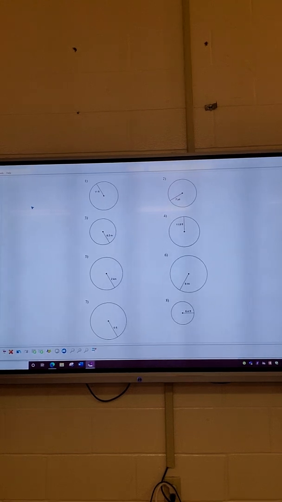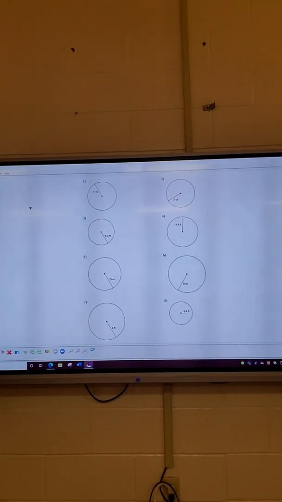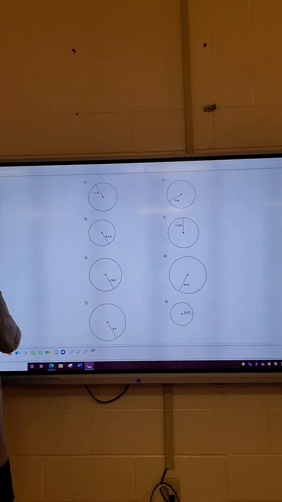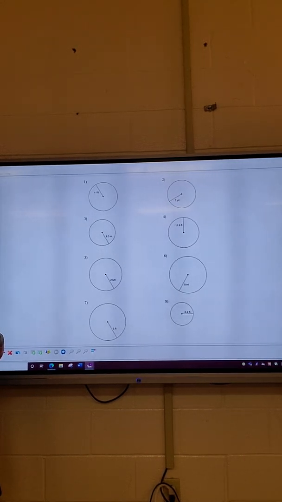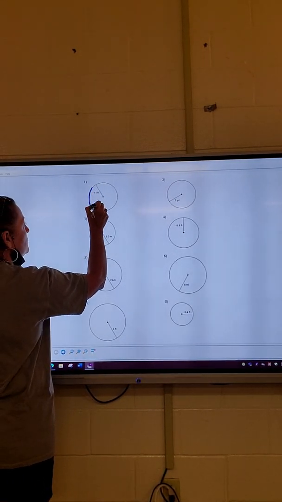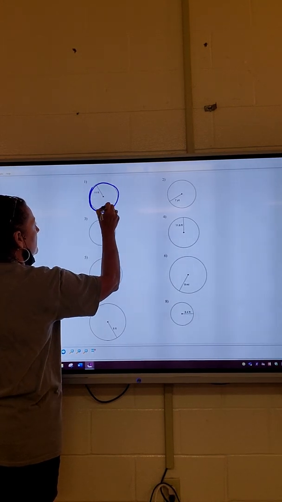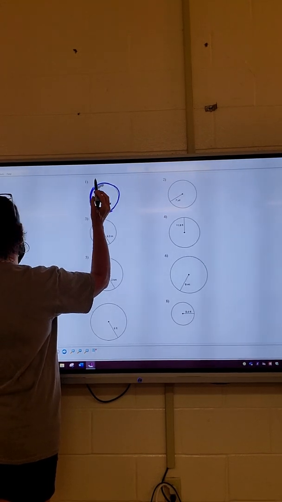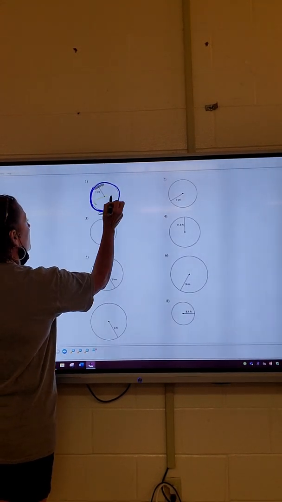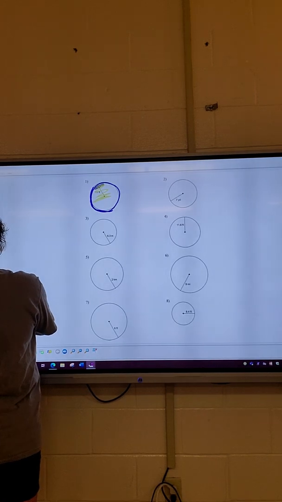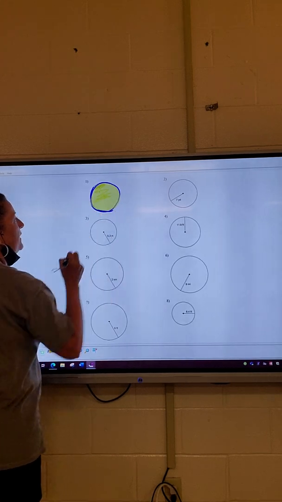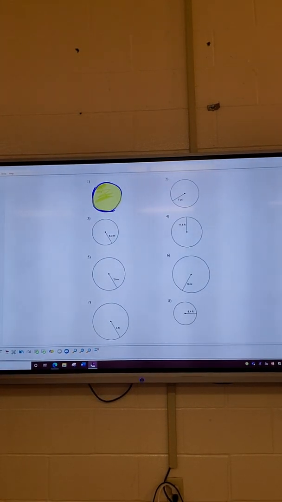Now, your circles yesterday were outlined, right? But today we're doing area. Yesterday, we outlined our circle to do circumference. Today, we're doing area. The area of a circle is what's on the inside. Okay? The area is the inside.